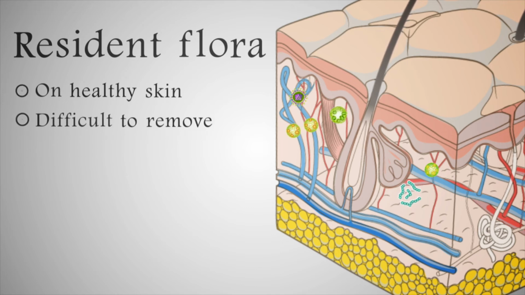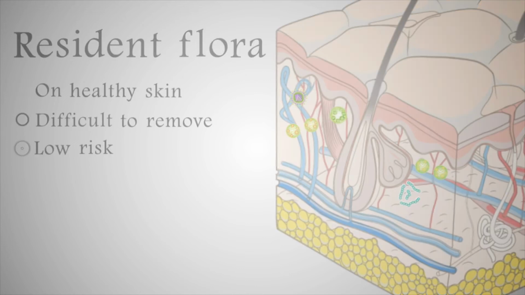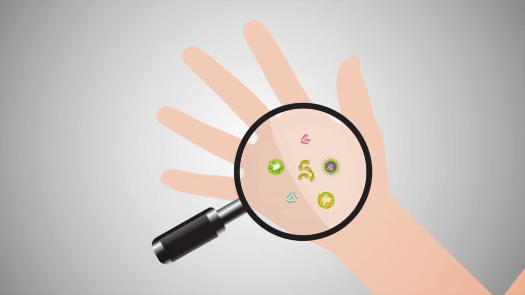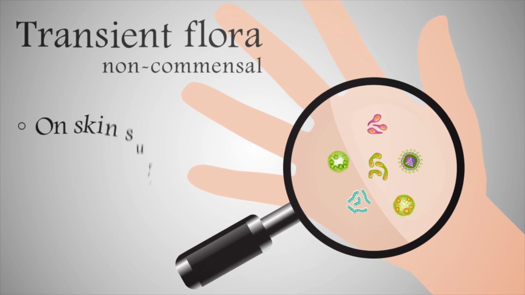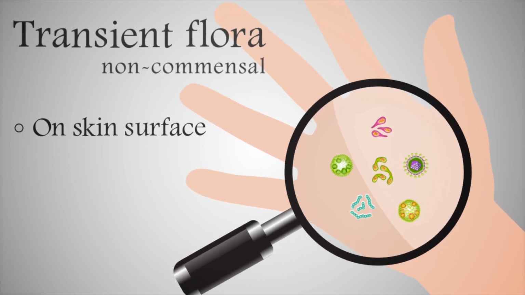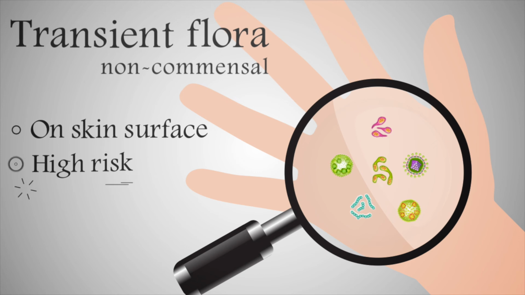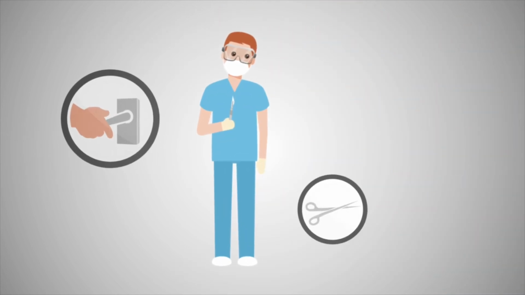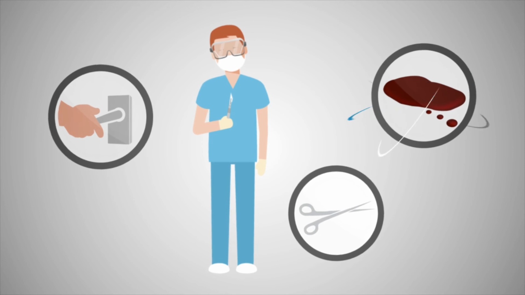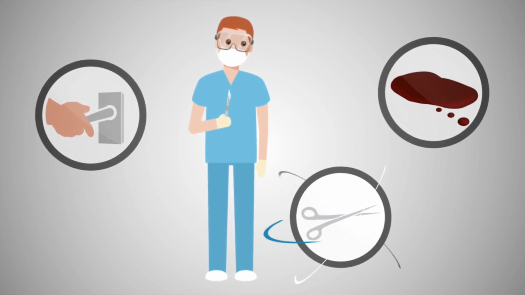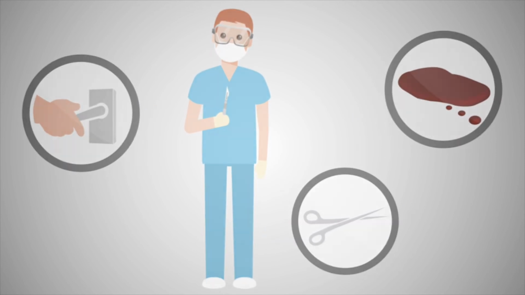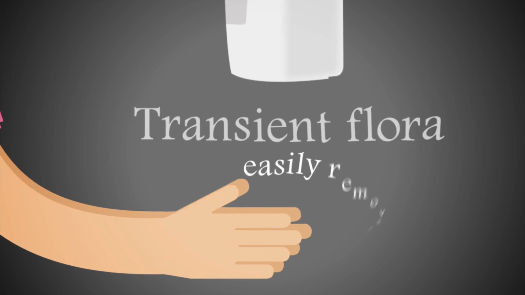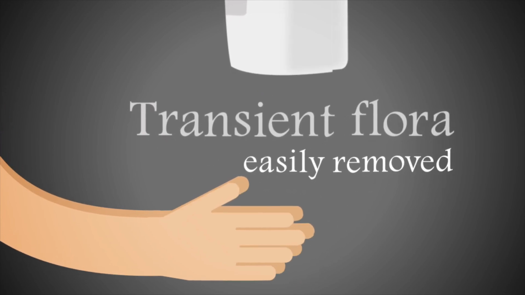Commensal flora are not usually associated with disease transmission, but may cause infections if they enter the body through damage to the skin. The transient non-commensal flora consists of microorganisms on the surface of the skin associated with healthcare-acquired infections. These transient bacteria may be acquired by touching contaminated body fluids like blood or contaminated surfaces and instruments. Transient flora are more easily removed or inactivated by hand hygiene than resident flora.